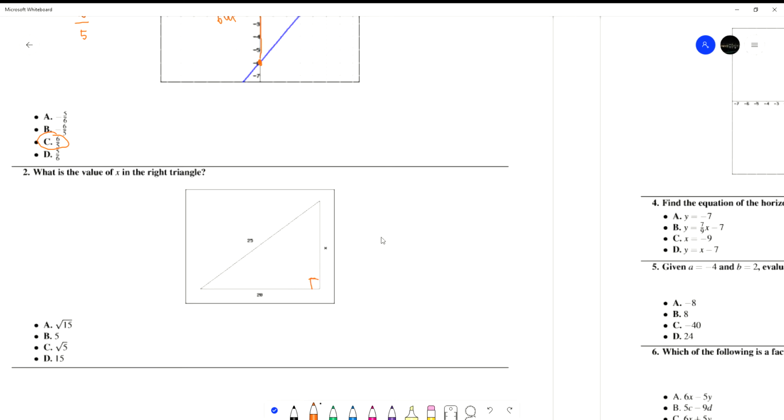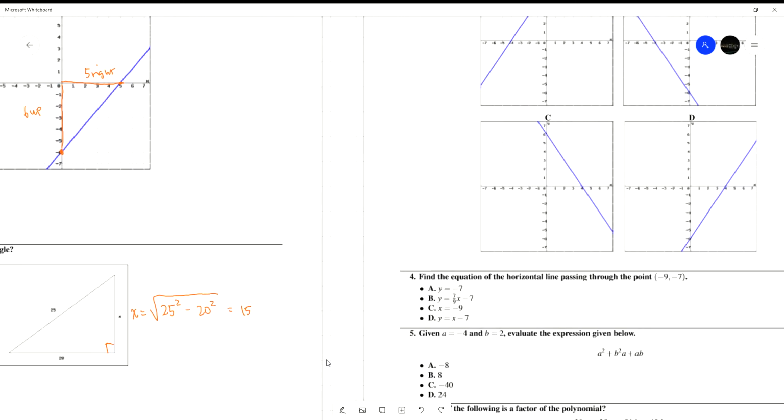So we have to manipulate the Pythagorean theorem. So instead of doing a squared plus b squared equals c squared, I'm going to do the hypotenuse squared, subtract the known leg squared, and then square root that. And that's what this x is equal to. Okay, so do that on the calculator. Square root of 25 squared minus 20 squared, and that gives me 15. So that's simple, right? So as long as you have a calculator to help you out, this should speed up the process. Okay, moving along.